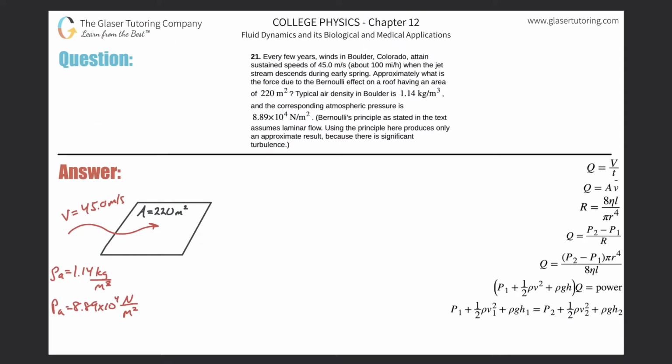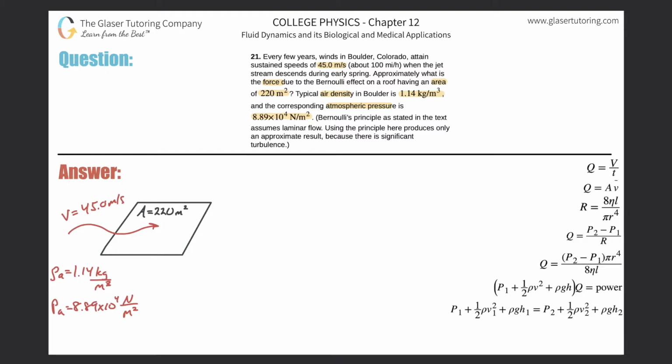Number 21. Every few years, winds in Boulder, Colorado attain sustained speeds of 45 meters per second when the jet stream descends during early spring. Approximately what is the force due to the Bernoulli effect on a roof having an area of 220 square meters? Typical air density in Boulder is 1.14 kilogram per cubic meter, and the corresponding atmospheric pressure is 8.89 times 10 to the 4 newtons per meter square.